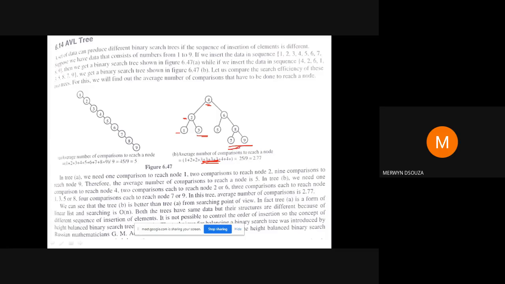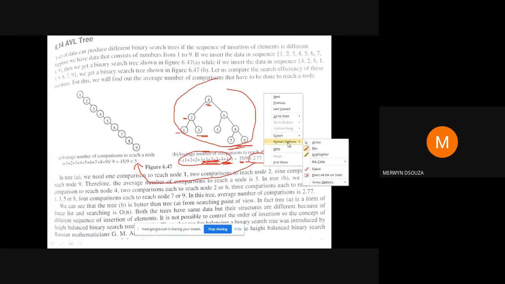Similarly, for these 2 nodes I require 4 comparisons each. 2 nodes, so 4 plus 4. The total number of comparisons that I require is 25, and the number of nodes is again the same, 9. When you divide 25 by 9, the average number of comparisons that you require is 2.77, which is obviously much less than this.